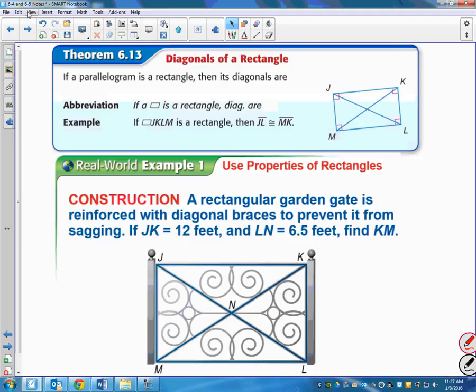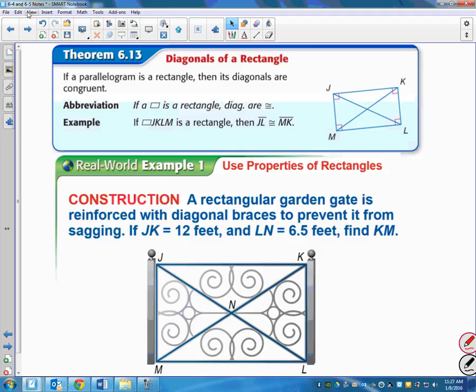Okay, so because it's a parallelogram, we know that the diagonals bisect each other. A rectangle has a special thing. How do you know it's a rectangle and not just a parallelogram? Well, we know because of the right angles, but also in a rectangle, the diagonals are congruent. So if you know this is a rectangle, then we know that JL not only bisects MK, but that they're the exact same length. And that's not true on all parallelograms, but it is true on rectangles.